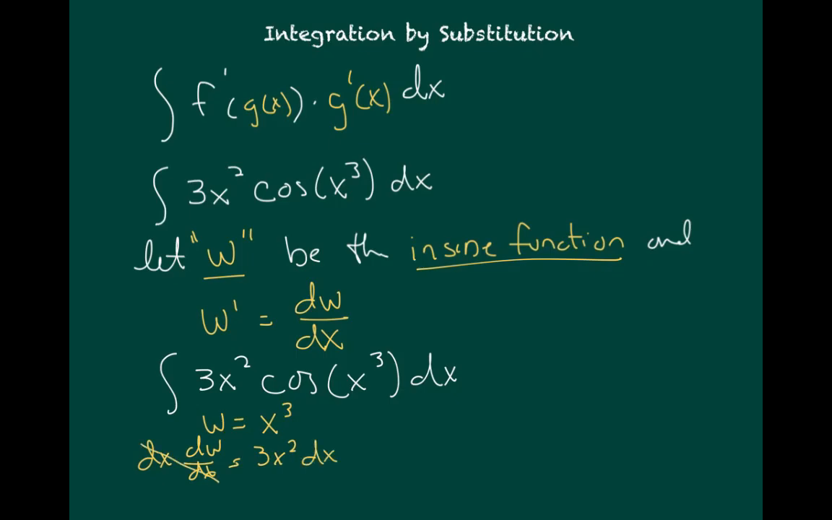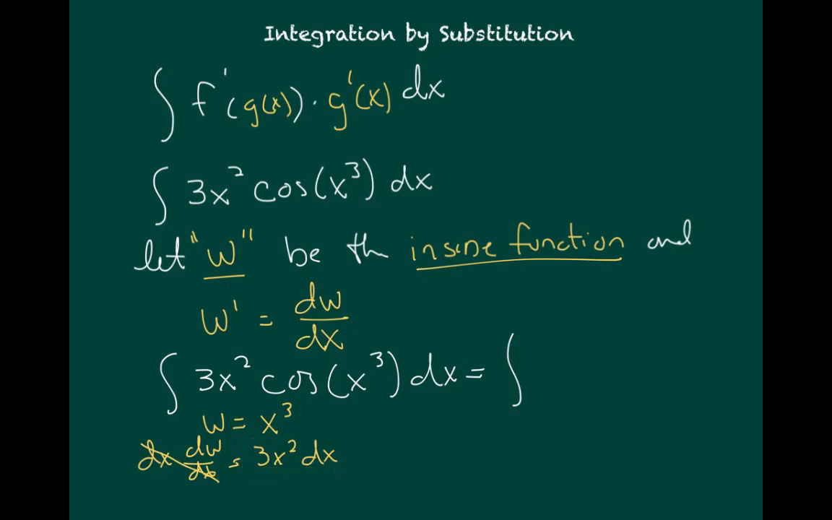That's going to cancel out over on the left side. So I have all my x's on the right side, all my w's on the other. Now I'm going to rewrite my integral, but you'll notice that the 3x squared is now part of what's represented as dw.